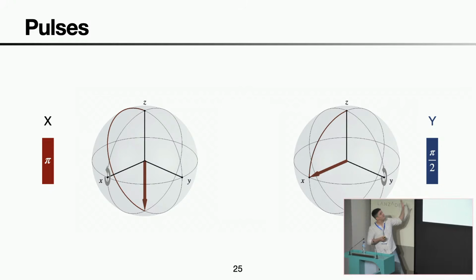And in fact, these 2 types of pulses, pi and pi half, are the thing we are going to use the most. So we will use pi half pulses in order to prepare superpositions from the 0, and in order to map these superpositions into populations.